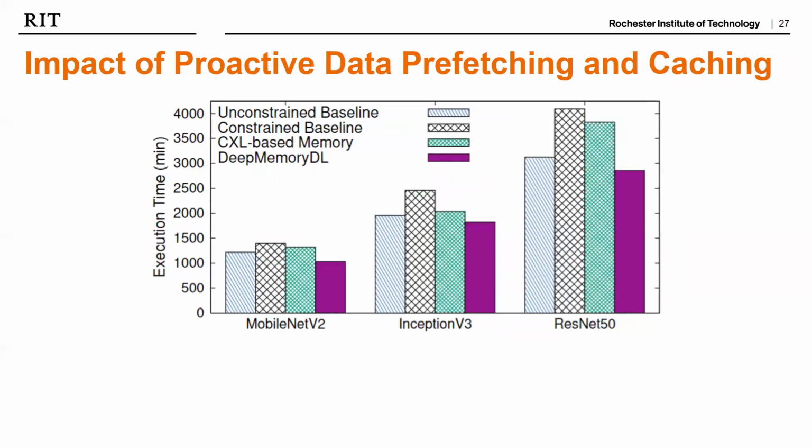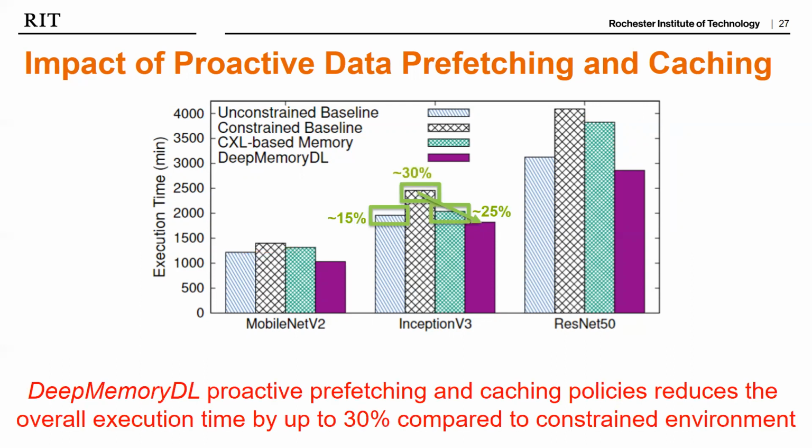Similarly, we evaluated the impact of our data prefetching and caching mechanisms on deep learning performance. We observed a 10% increase in the execution time when comparing unconstrained environment with the CXL-based memory environment. Similarly, the execution time decreased by up to 17% when comparing constrained baseline to the CXL-based memory environment. The DeepMemoryDL prefetching and caching policies resulted in the performance improvement of up to 30% compared to the constrained baseline environment.